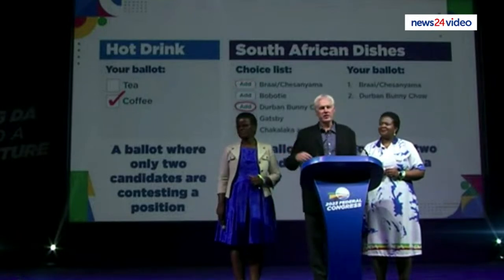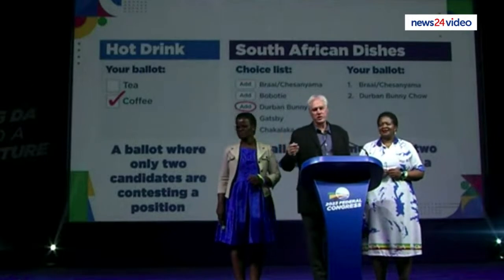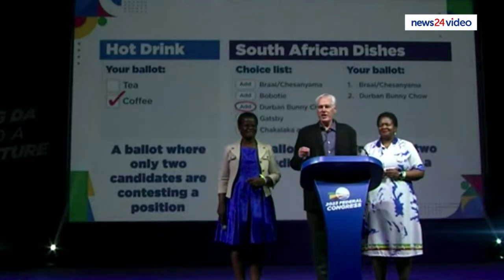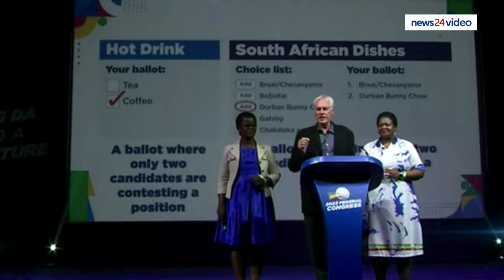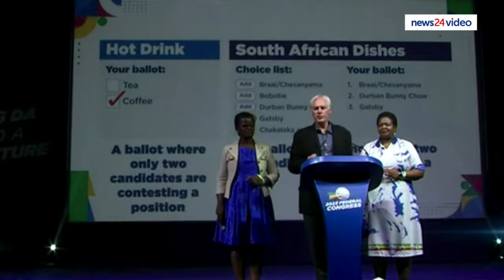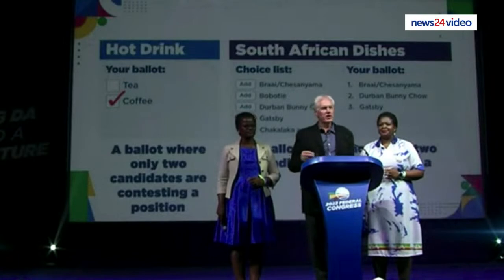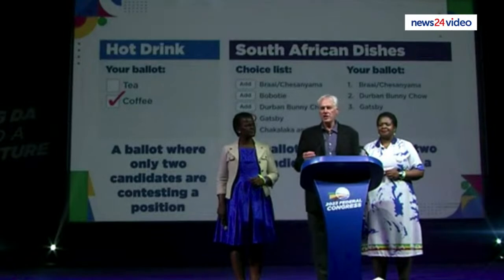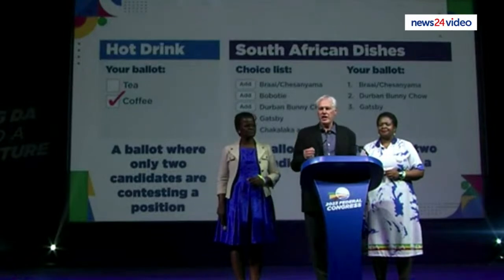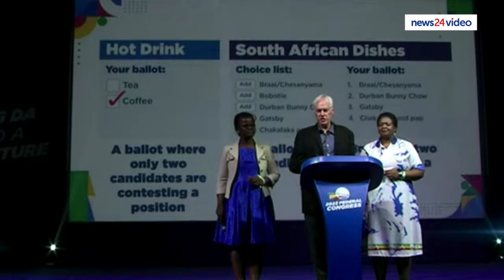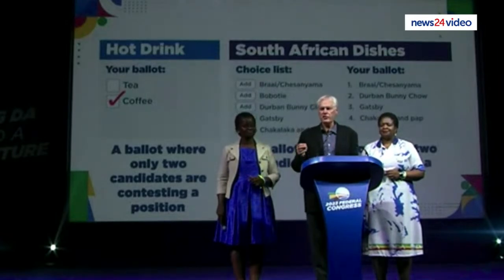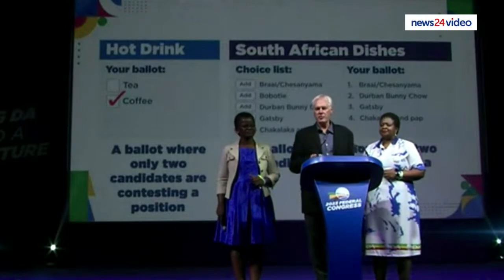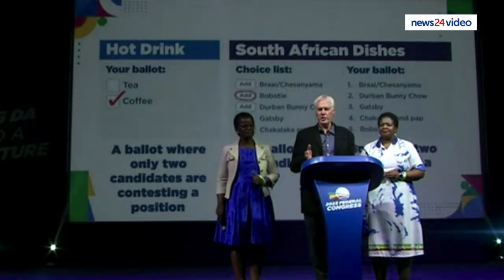I'm from KZN and I cannot understand why Durban bunny chow is not the first ballot choice, but there you go. Okay. Then find your third favorite and click the add button and you'll add that food to the third position. In this case, you've chosen Gatsby. Then your fourth favorite you'll add again by clicking the add button and you'll add that food to the fourth position. And now we have chakalaka and pap in the fourth position. And then lastly, you'll find your fifth favorite and you'll click the add button and add them to the fifth position. And now your ballot paper will look something like that.